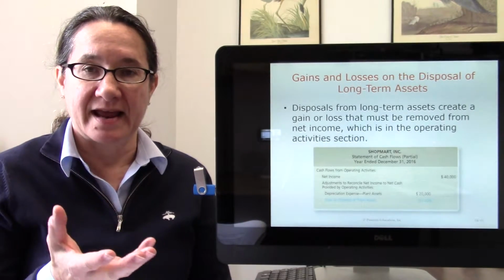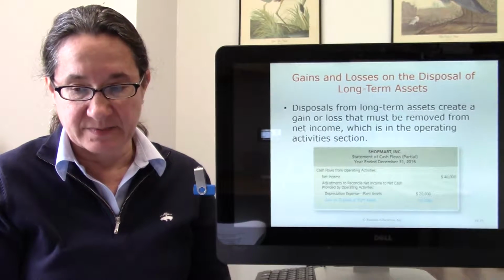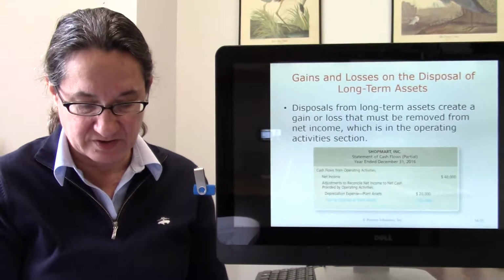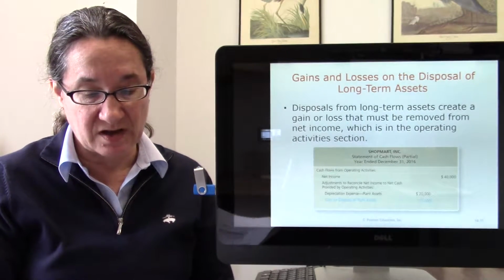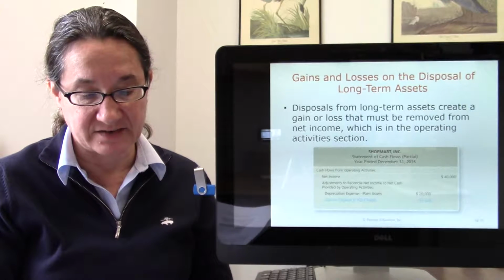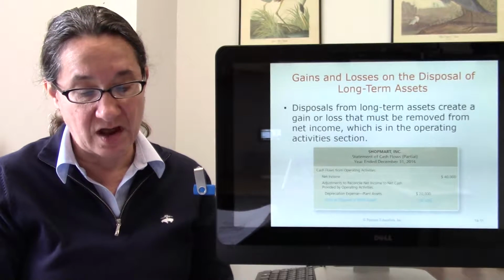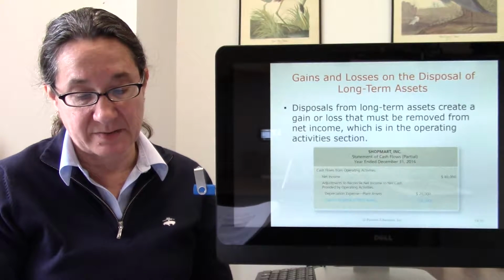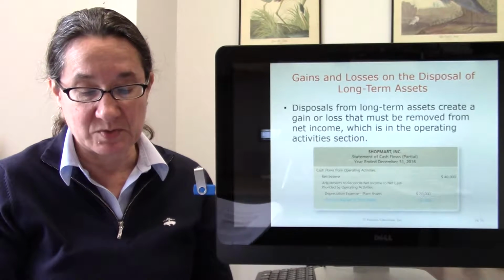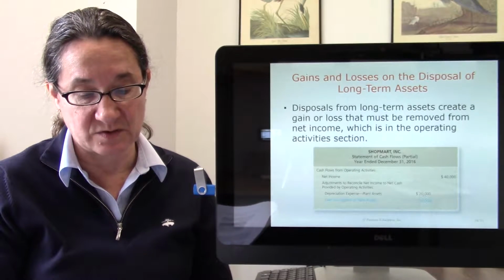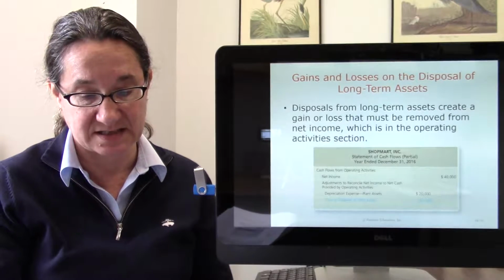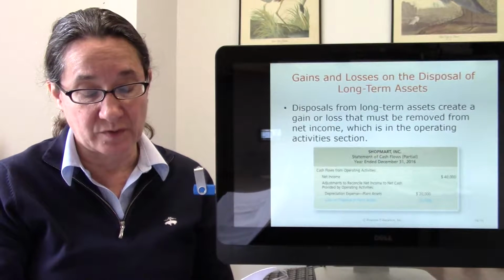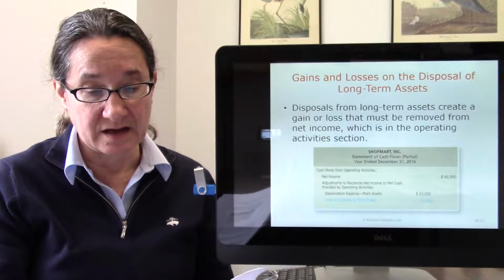So a plant asset is not something you would normally sell. Imagine that like your truck, your delivery truck. You sold your delivery truck. So disposals of long-term assets such as land and building are investing activities, and they usually create a gain or loss. The gain or loss is included in net income, which is already in the operating activities section in the statement of cash flows. The gain or loss must be removed from net income on the statement of cash flows so the total cash receipts can be shown in the investing section. All right, so the gain or loss part goes in the operating section.